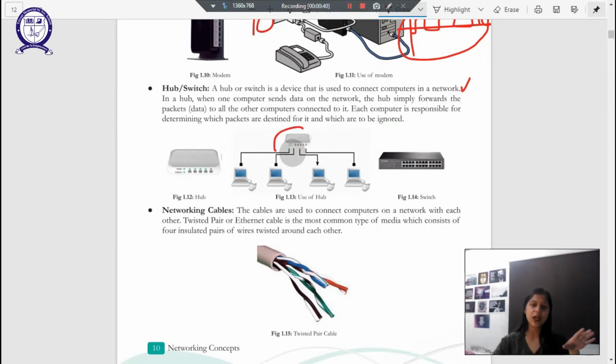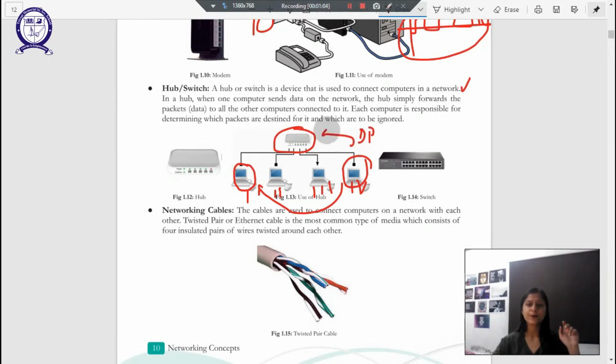So we have this hub here. It connects all these systems through wires, right? So whenever a computer, let's say we name them as 1, 2, 3 and 4. If the fourth computer wants to send some information to the first computer, what will it do? It will send the packet, which is nothing but the data packet, to the hub. Now what the hub will do, it will send that data packet to each of the systems.